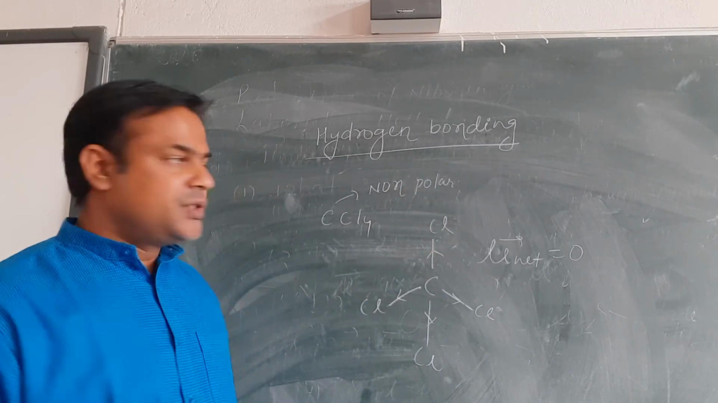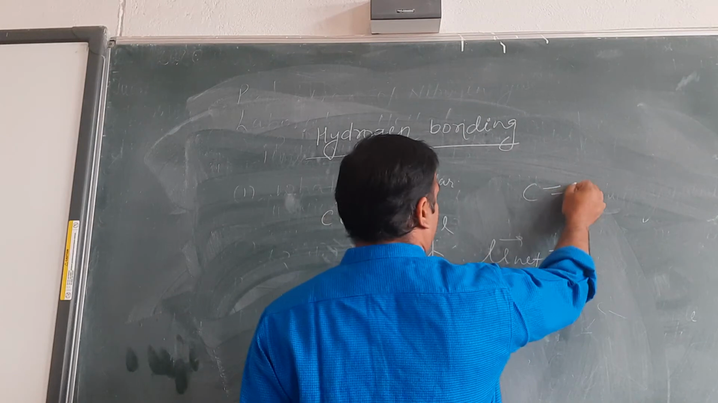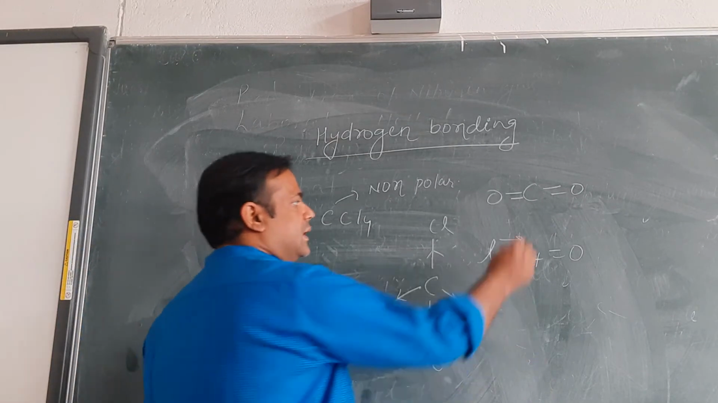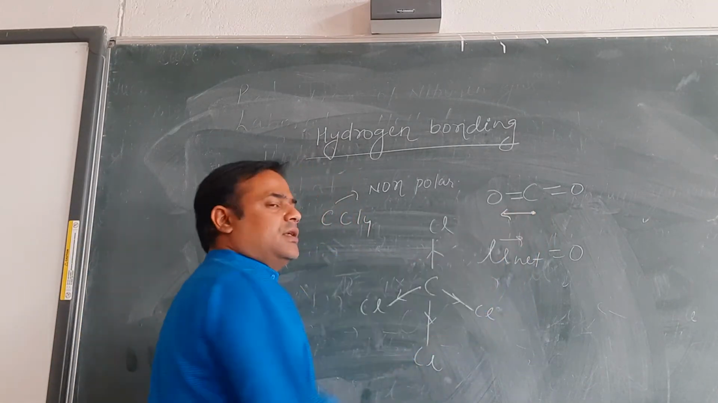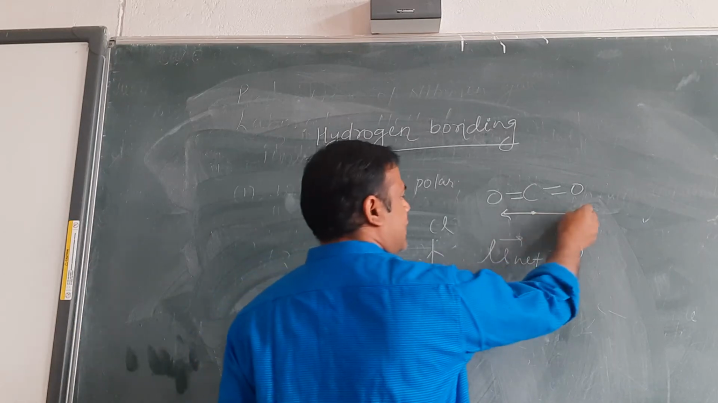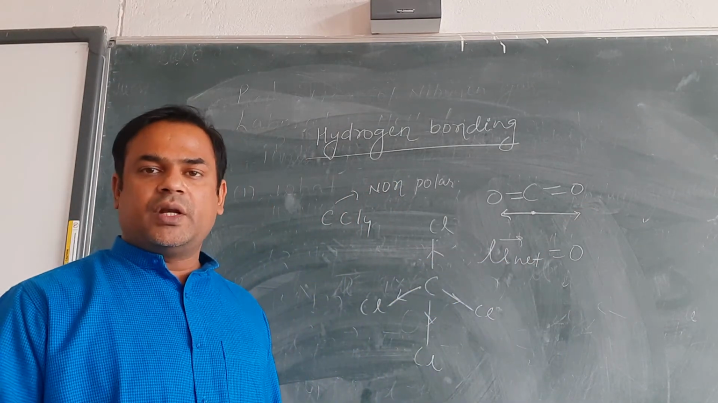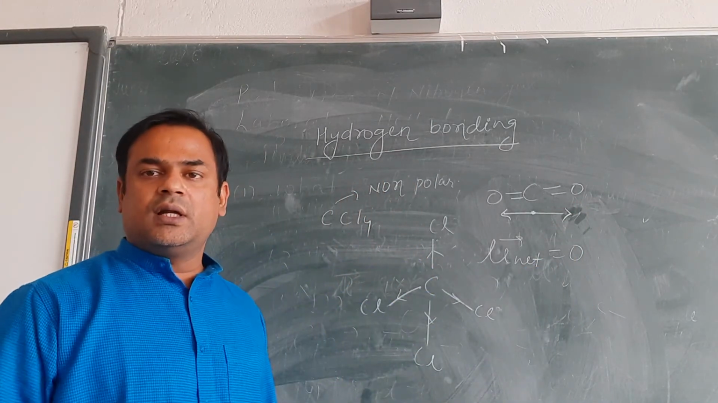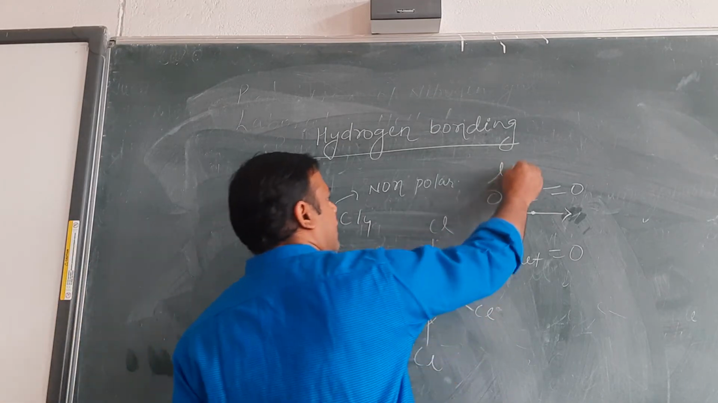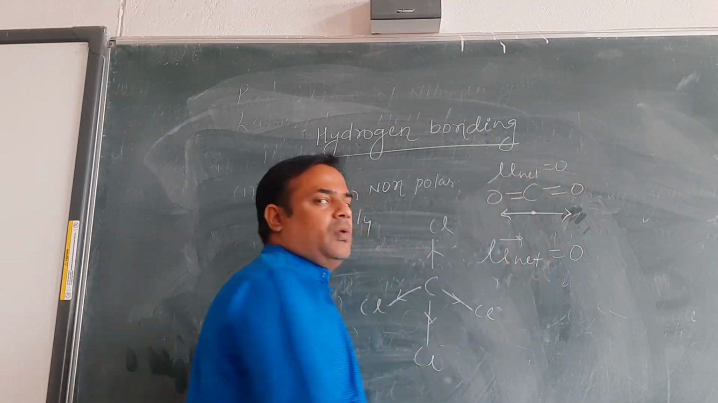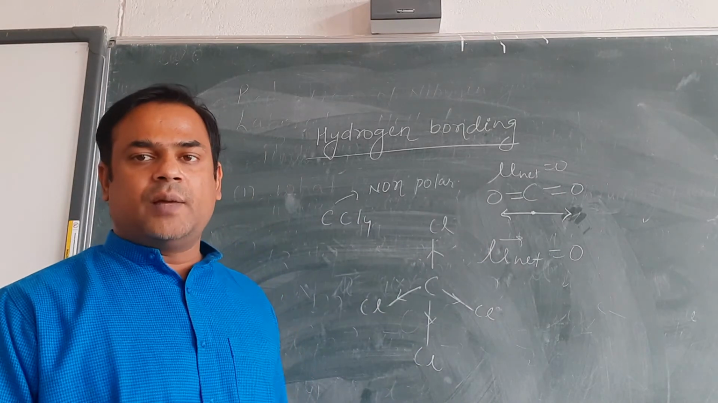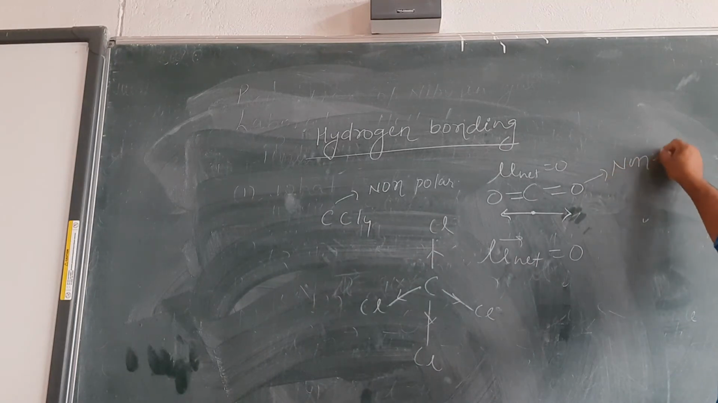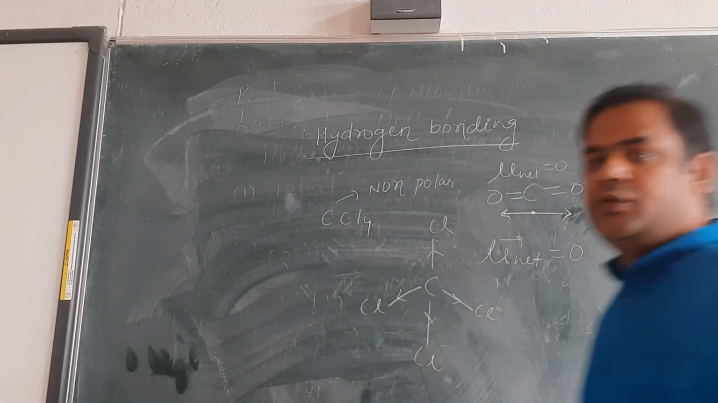Now if we take the example of CO2, it has C double bond O, C double bond O, and it is linear in shape. One dipole will act in this direction and one dipole will act in the opposite direction. Both dipoles have the same magnitude, so they cancel out each other, and the net dipole moment will be 0. Here we can write mu net equals 0. So CO2 is a non-polar molecule because its net dipole moment is 0.